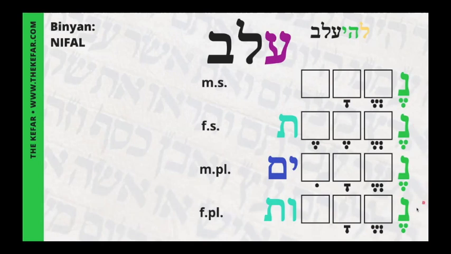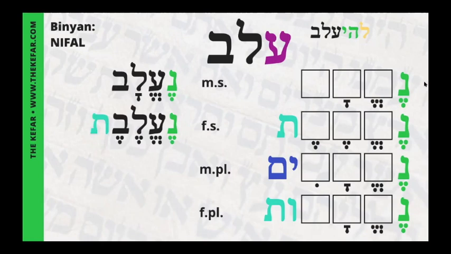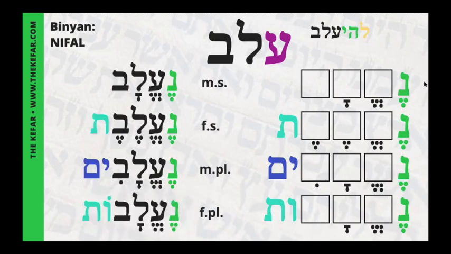And then for our plurals, we just add our endings to the masculine singular. So ne-e-a-im and ne-e-a-ot. So when we plug in the root letters, it looks and sounds like this. Masculine singular, ne'elav. Feminine singular, ne'elevet. Masculine plural, ne'elavim. And feminine plural, ne'elavot.